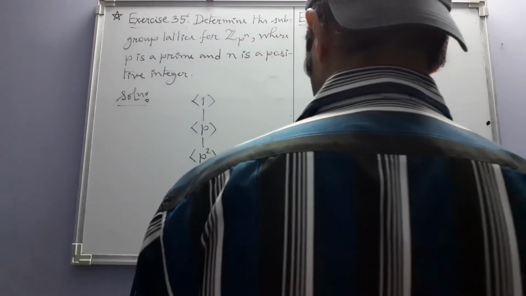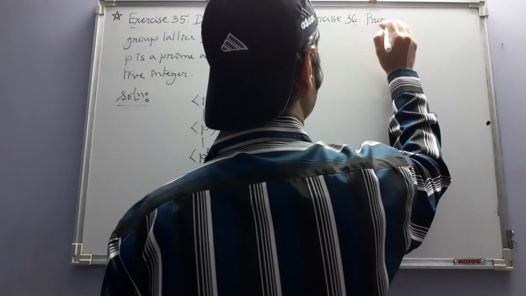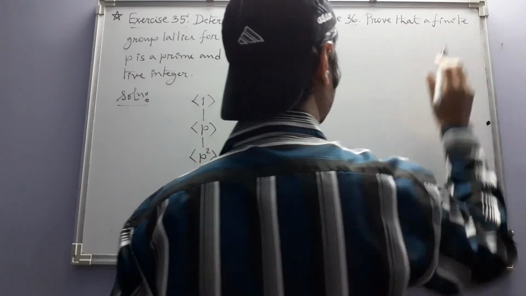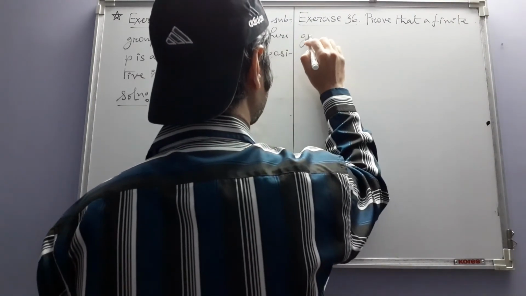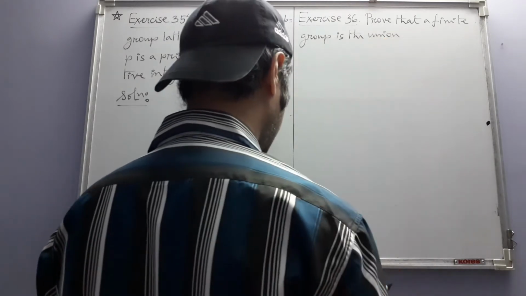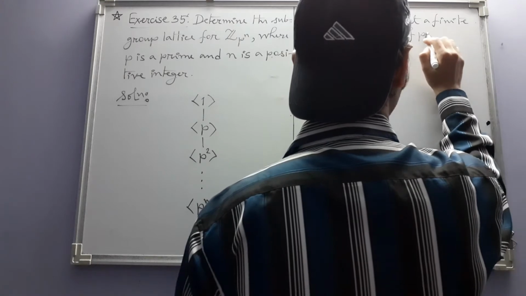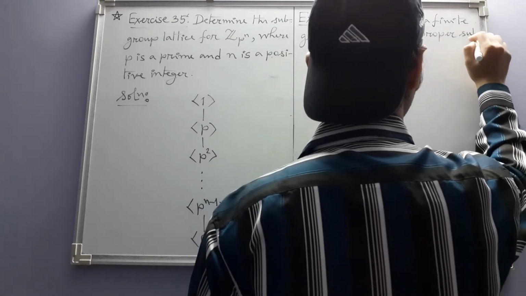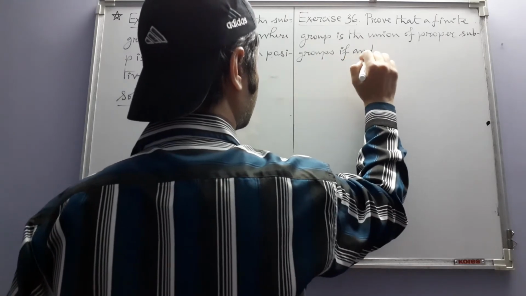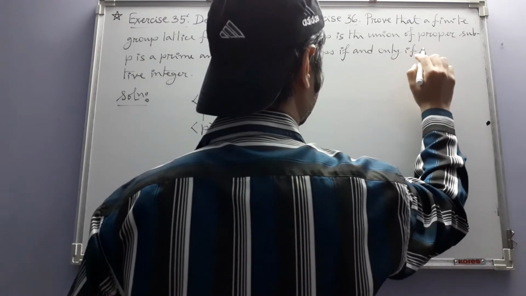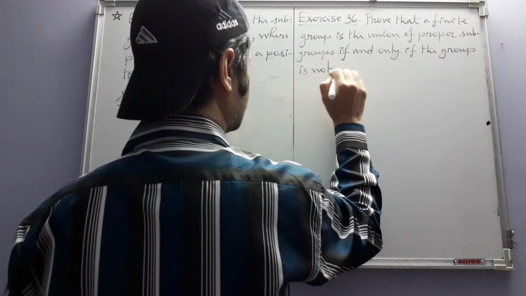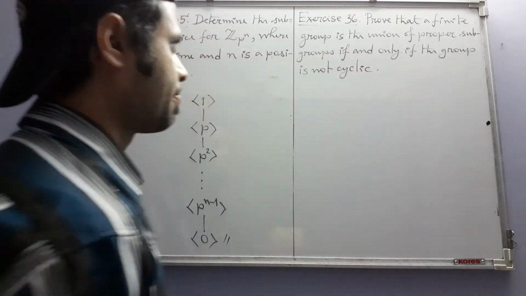Exercise 36. Prove that a finite group is the union of proper subgroups if and only if the group is not cyclic. Okay.